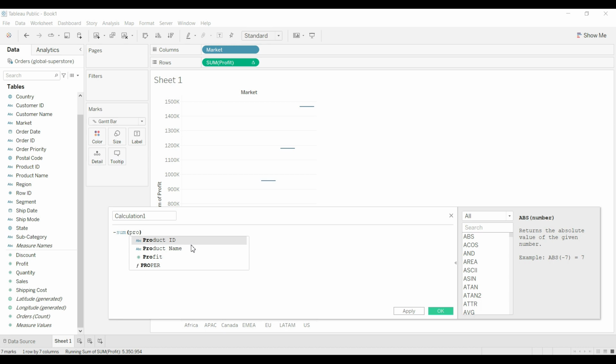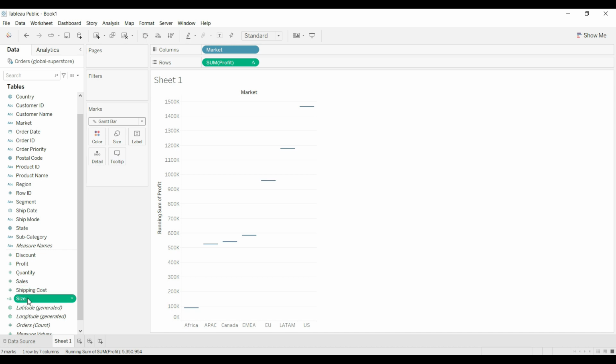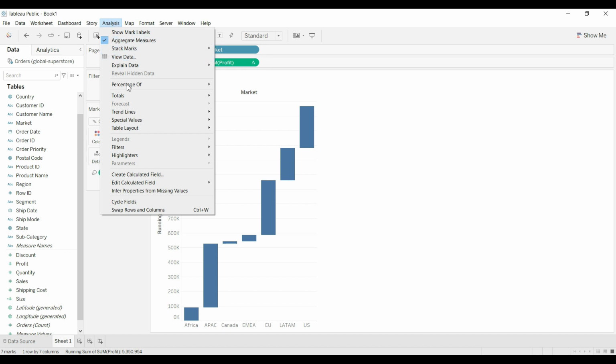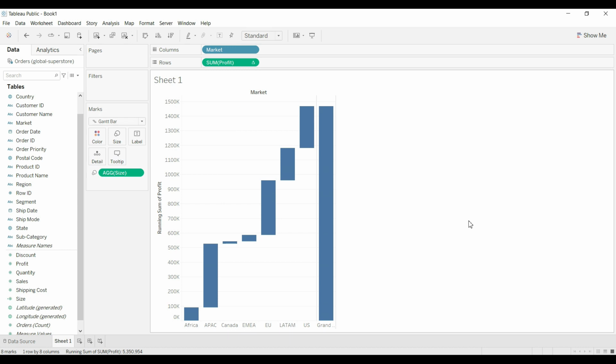which we used to create the bar chart in the first place, and I will name it as size. Okay, so we will have to drag this size into the size section of the marks card. Now we can see that the waterfall chart is complete. One thing is missing, which we discussed, was the total. It is optional and it is not required that we always add a total, but it will be good if we can add it because it gives us a complete picture.